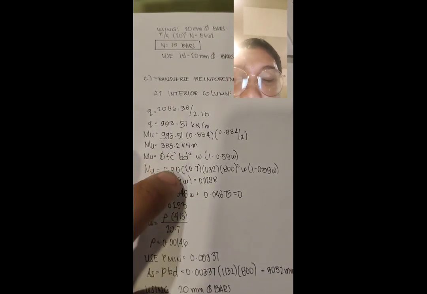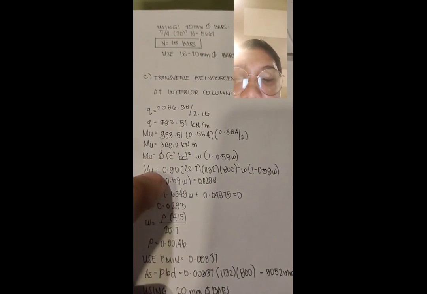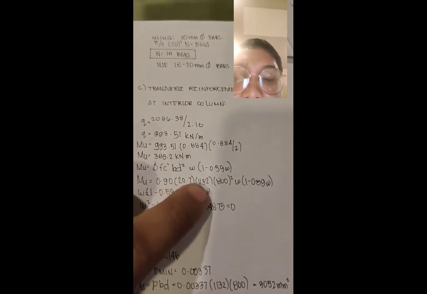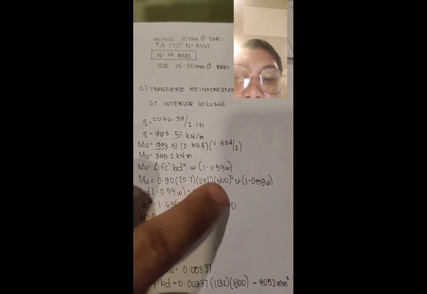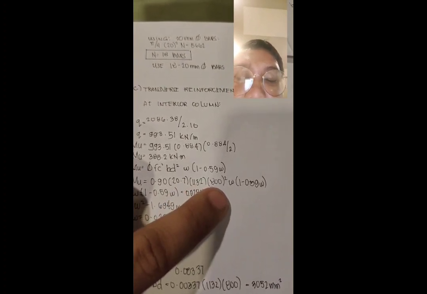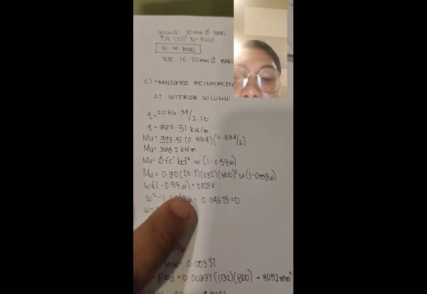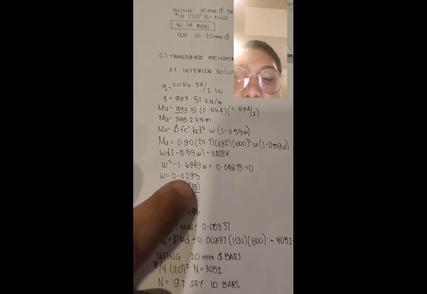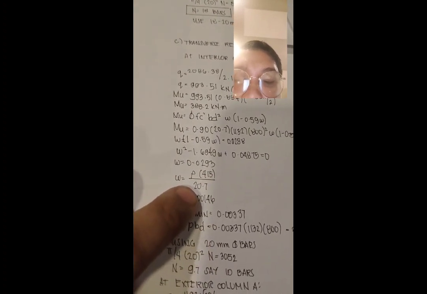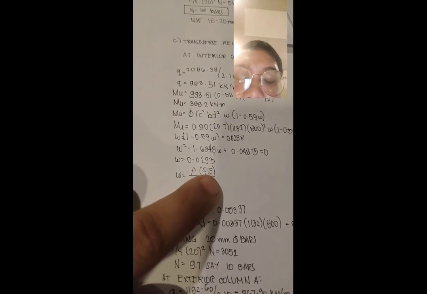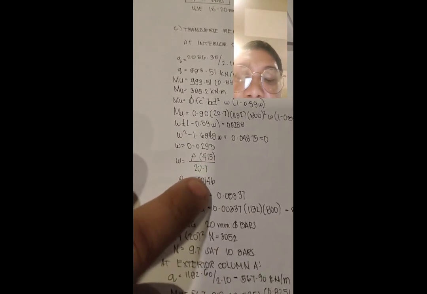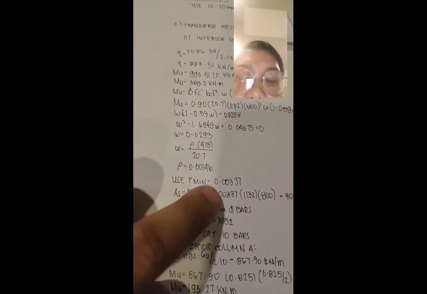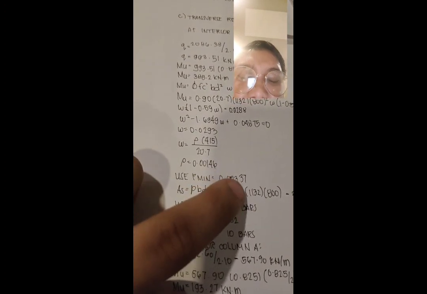Now, to solve for w, we use this Mu. 0.90 times 20 f'c, 0.7 times b of 1132 times 800 squared d times w times (1 less 0.59w). Equating it to 0, we get the value of w of 0.0293. So, therefore, w is equal to rho times 415 Fy all over 20.7 f'c. So, the rho is 0.00146. Use rho minimum of 0.00337 because its value is larger.